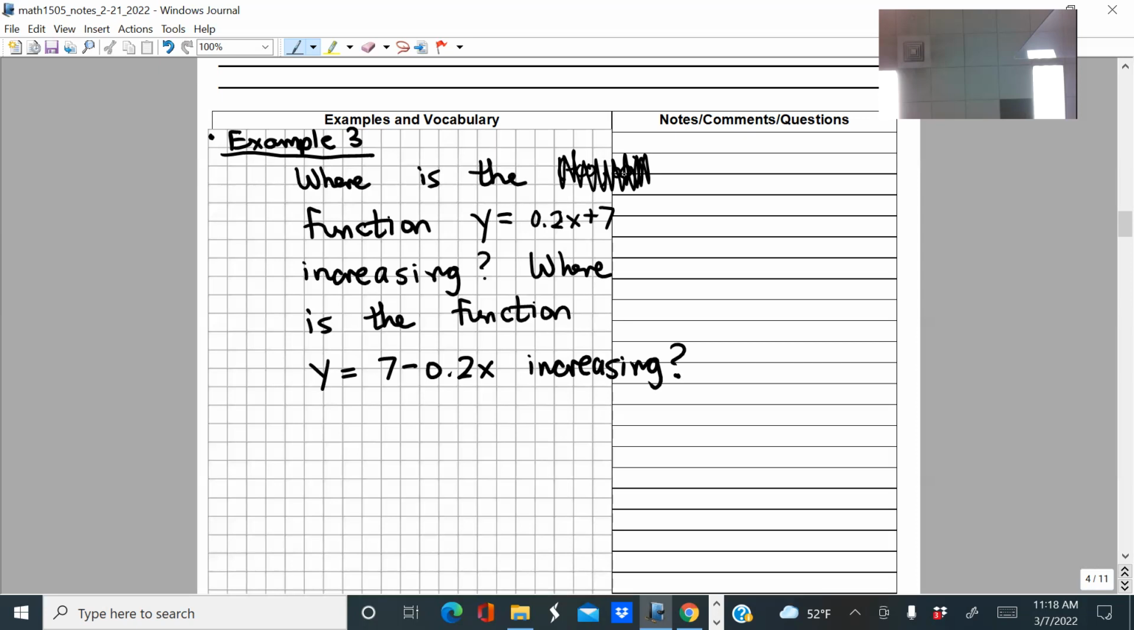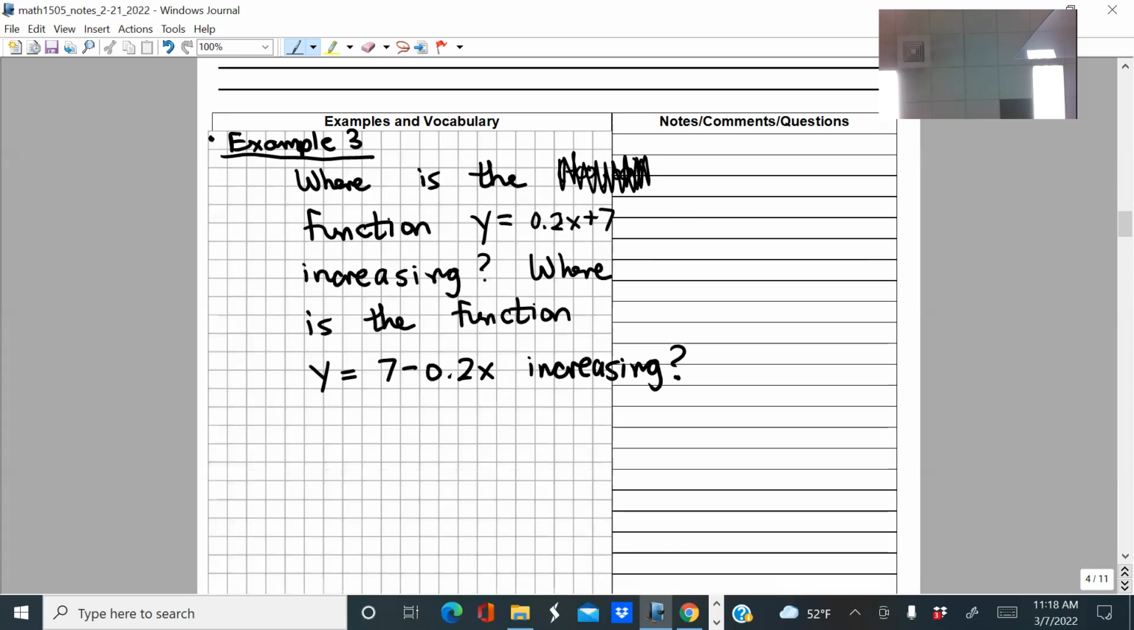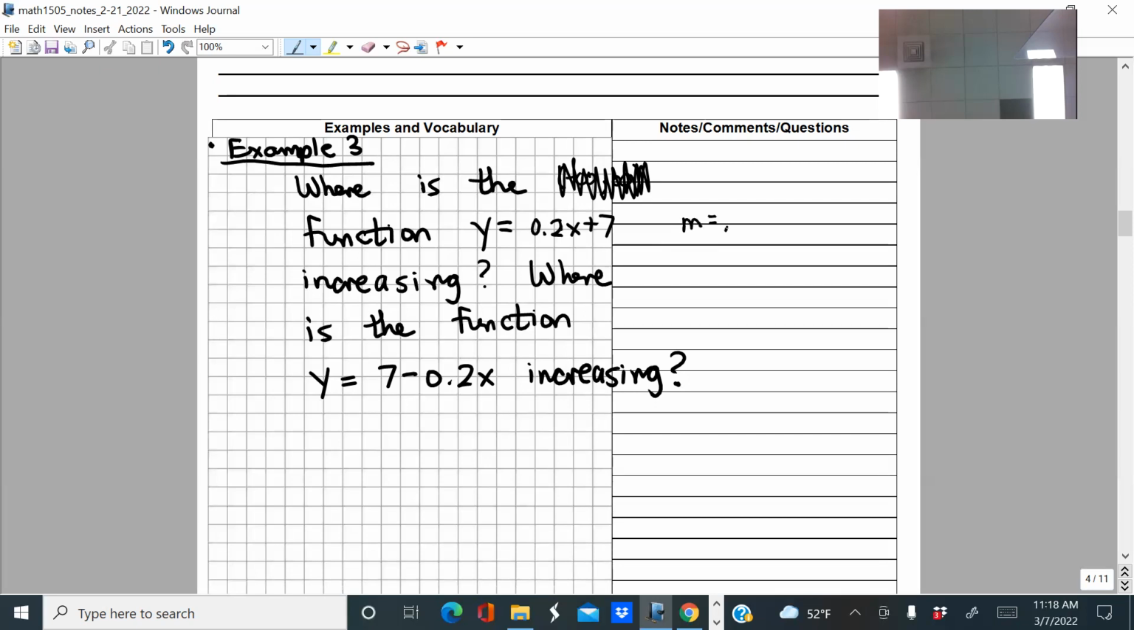Why do you say all real numbers? Why is it going to increase forever though? When you graph that, what do you get? It's a straight line, right? 0.2x plus 7 is the graph of a straight line. What's its y-intercept? 7. But more important, what's its slope? 0.2, which is positive, right? Not a very big positive number, but that's positive. So that tells us what about the line when we graph it? It's increasing from left to right.